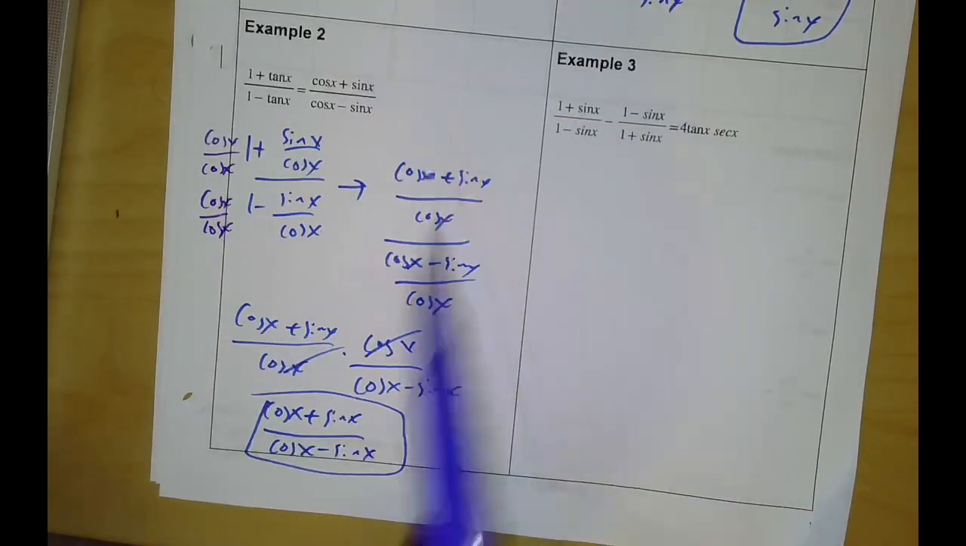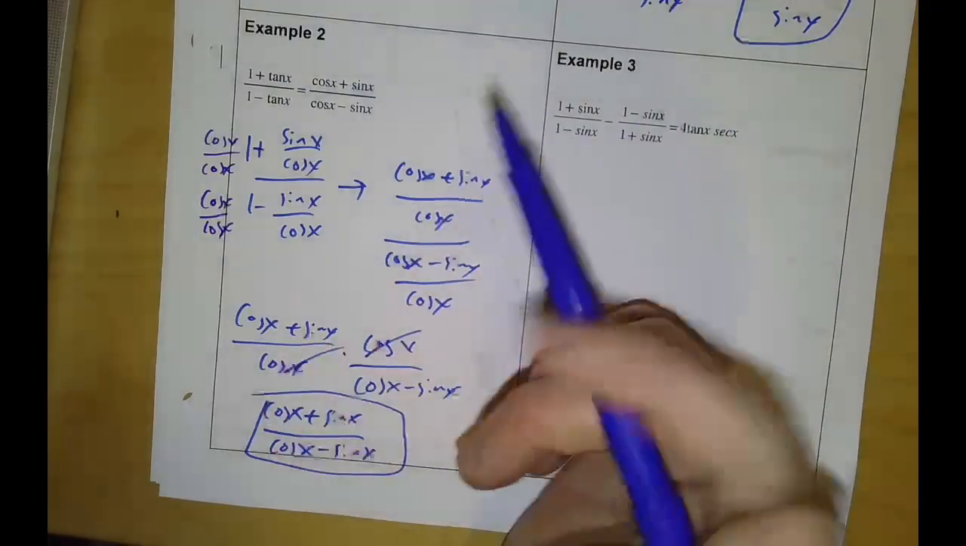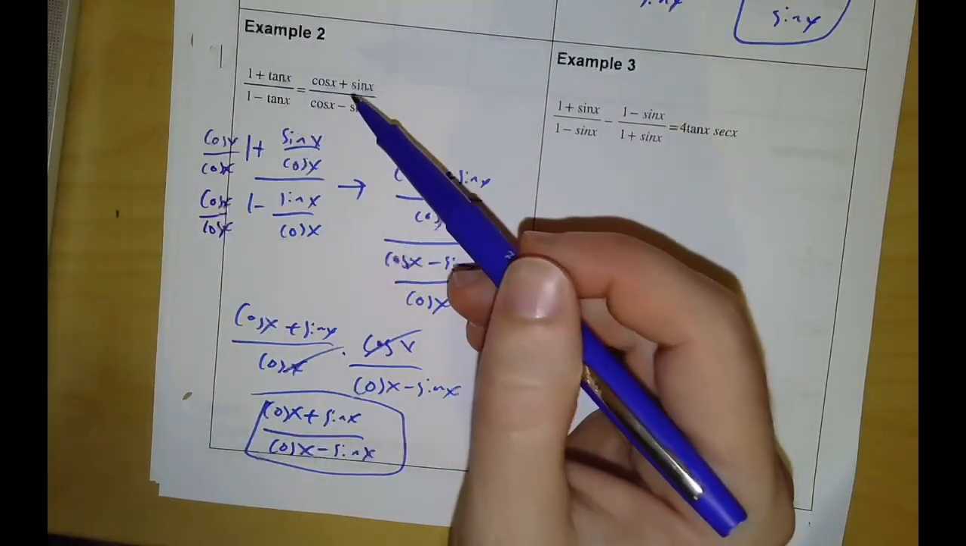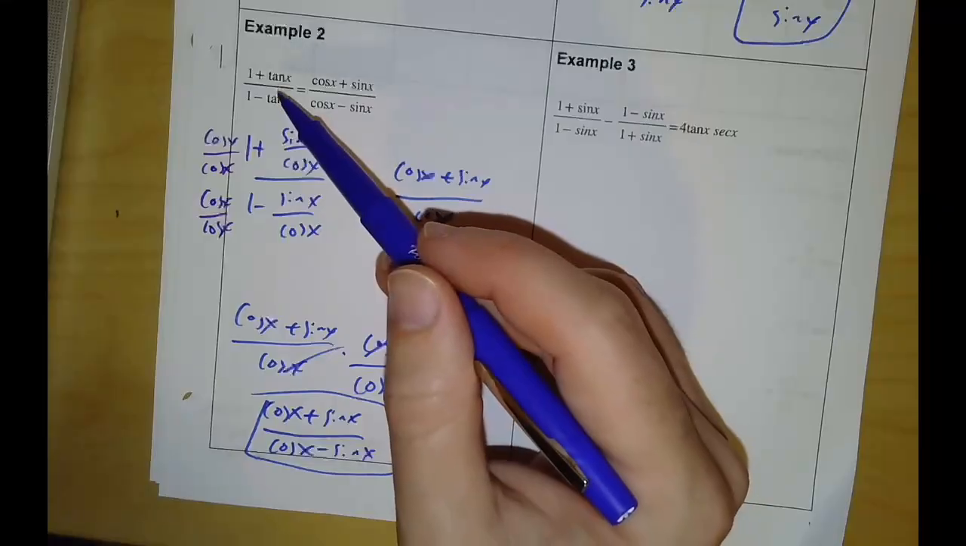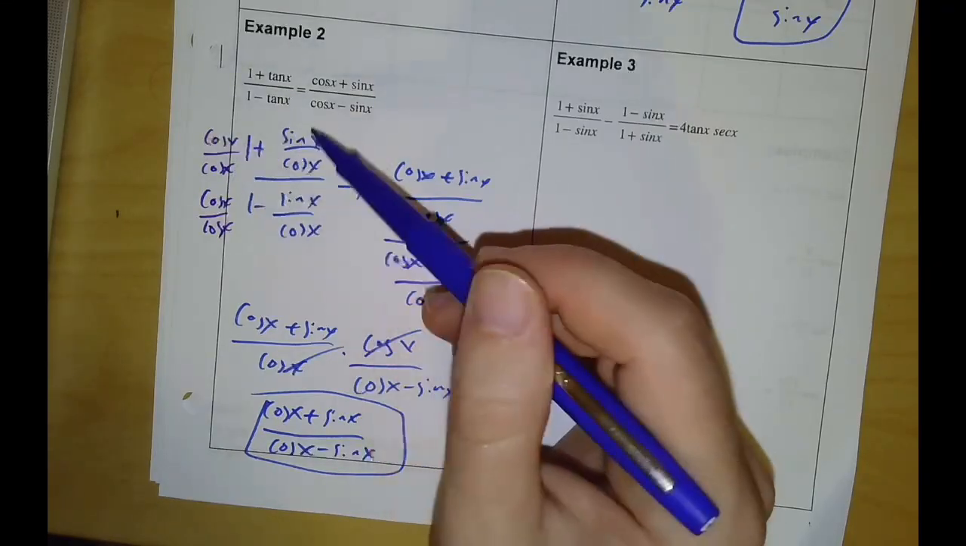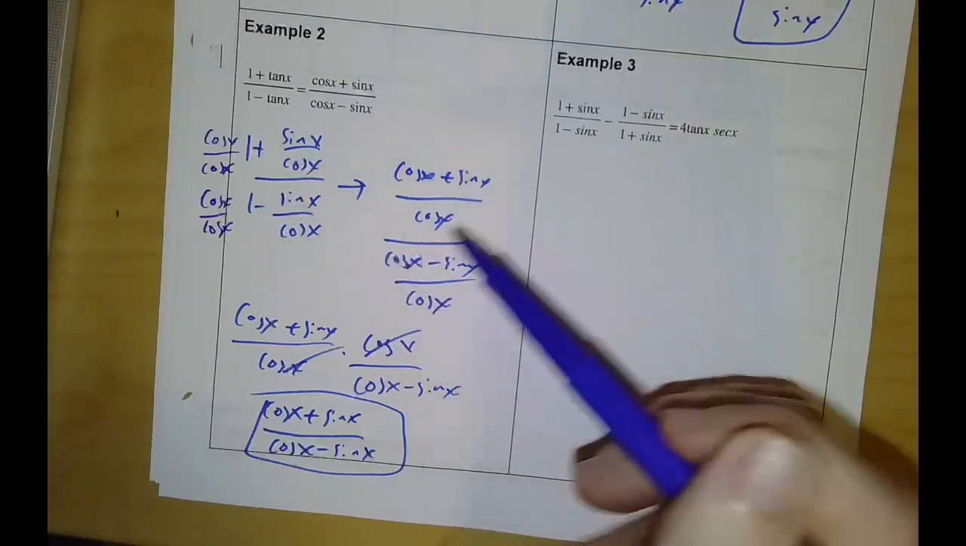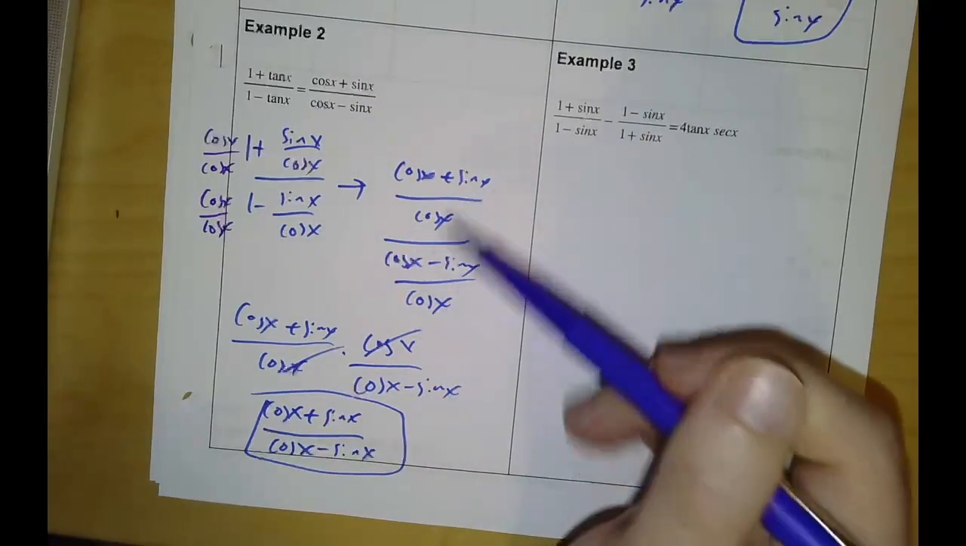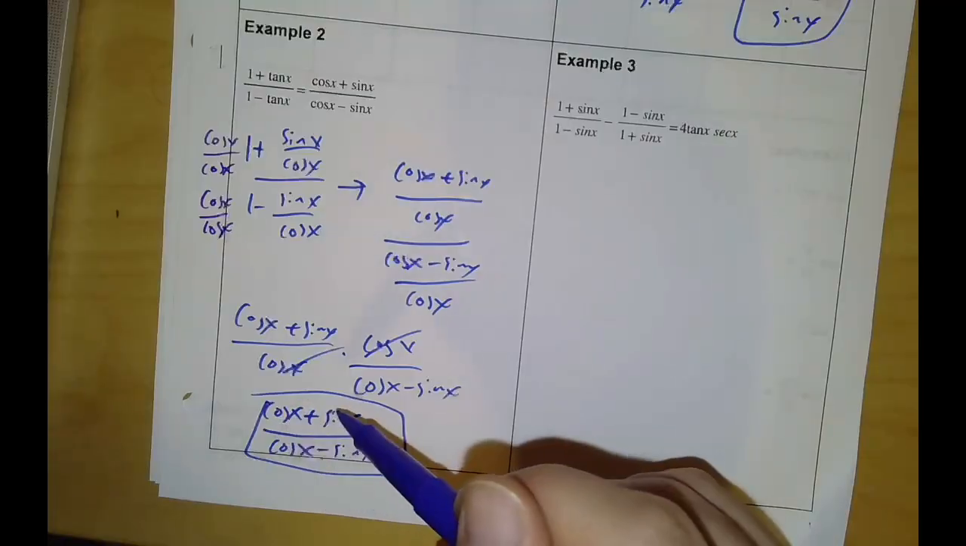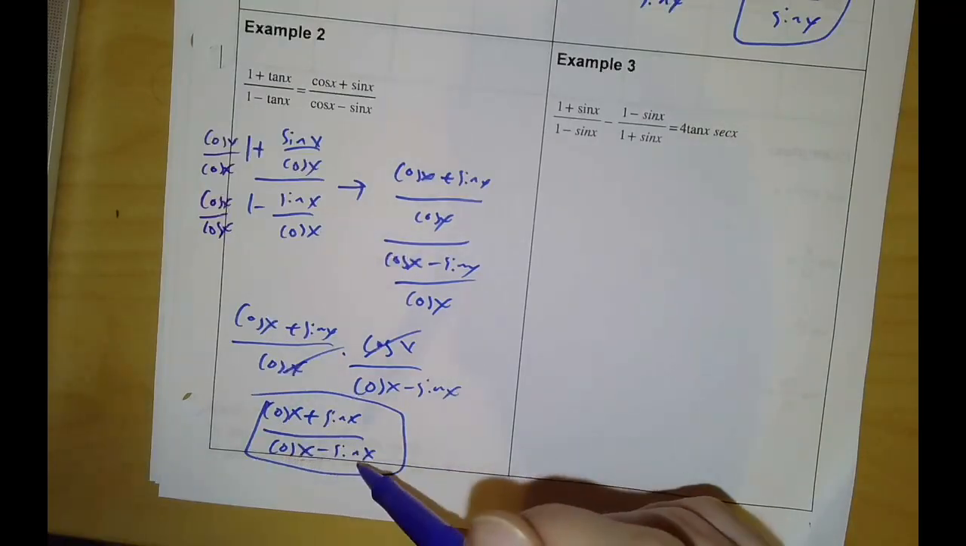So again, I'm looking at the problem. I'm like, okay, well, this is tan, this is cosine and sine. I have to write this in terms of cosine and sine. I do that. I then combine that numerator, I combine the denominator. Then I'm able to simplify with keep, change, flip, and I end up with cosine x plus sine x over cosine x minus sine x, which is what I wanted.